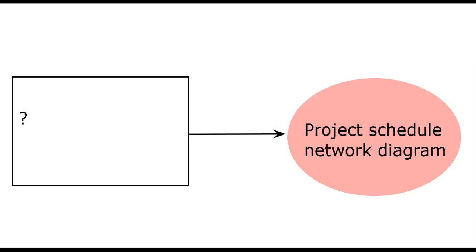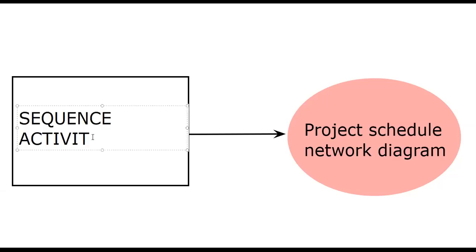7, 6, 5, 4, 1, and 0. All right. So for those of you who have read chapter 6, you know that this is from sequence activities. Sequence activities is the process where you obtain your project schedule network diagrams.